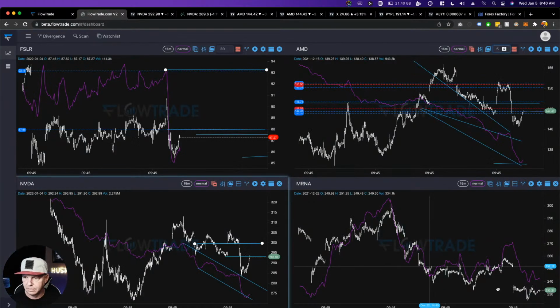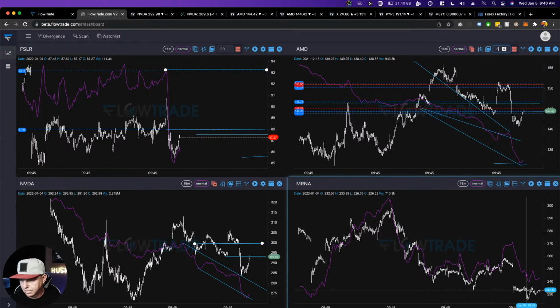All right, Moderna. So this is a very interesting position on Moderna in that the algo actually made a higher low, right? But it is definitely range bound. So we got to get out of, like, this is a long-term level for Moderna, right?